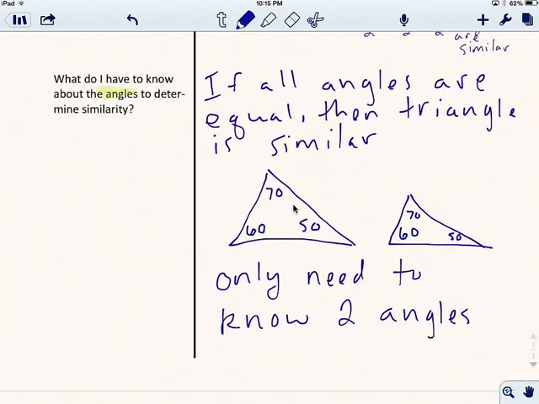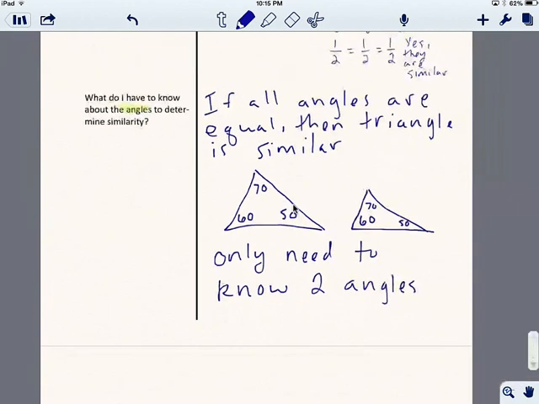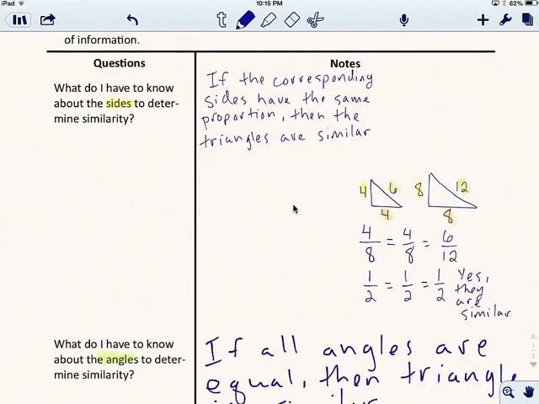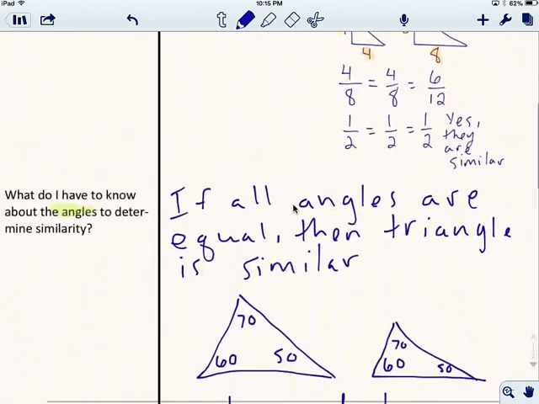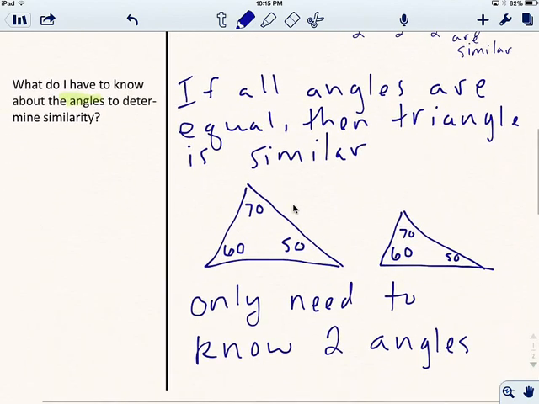So if we look up here, if we're talking about sides, if the corresponding sides have the same proportions, all three corresponding sides, all three sets have to have the same proportions, then we know they're similar. Or if we know about angles, if all the angles are equal, then the triangle is similar, and we really only need to know two angles. So if we know that two angles are congruent, then if any two triangles have two of the same angle, then they have to be similar.